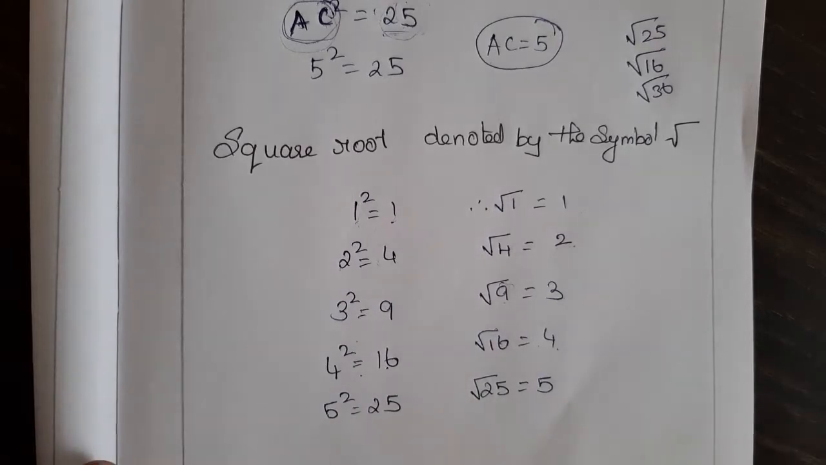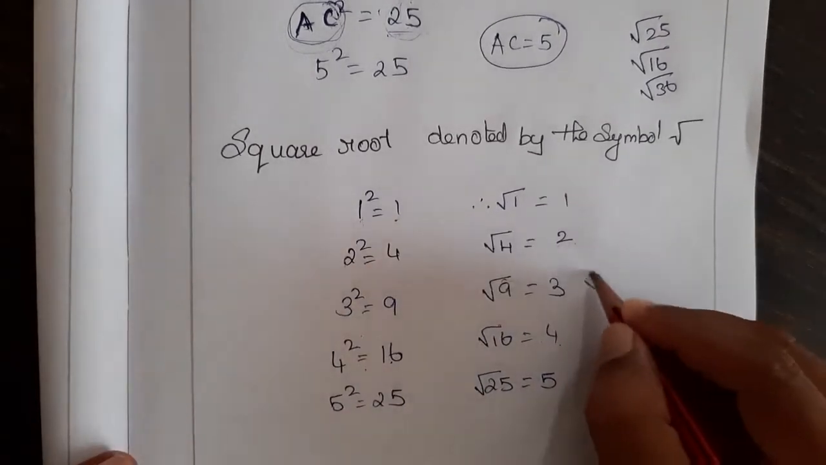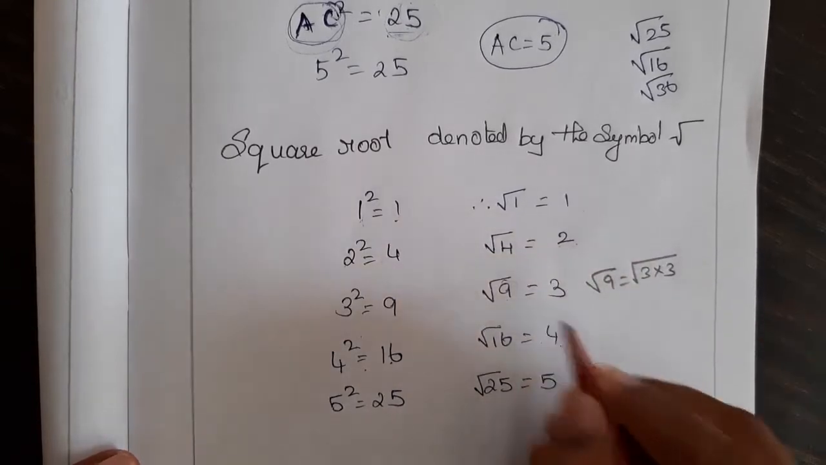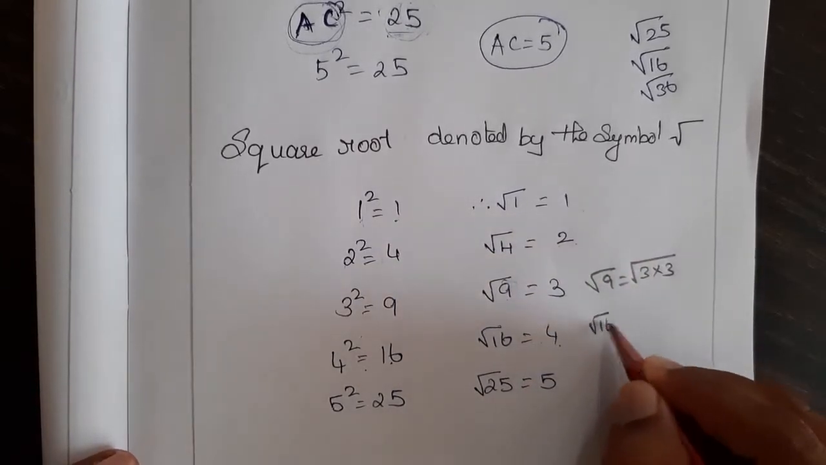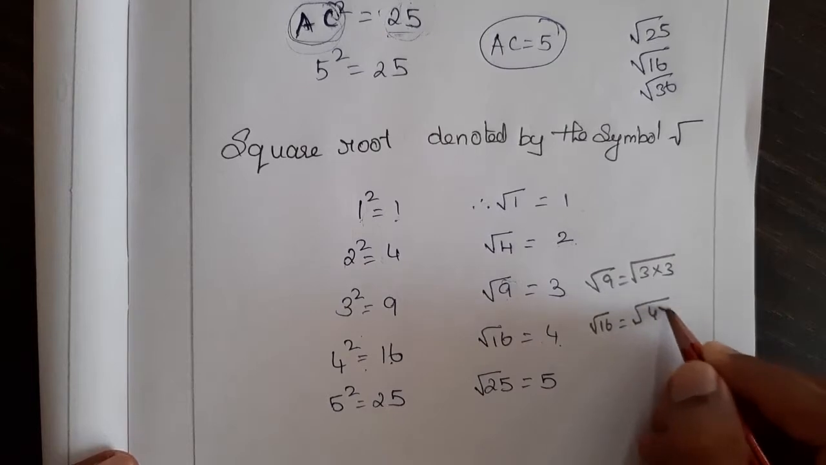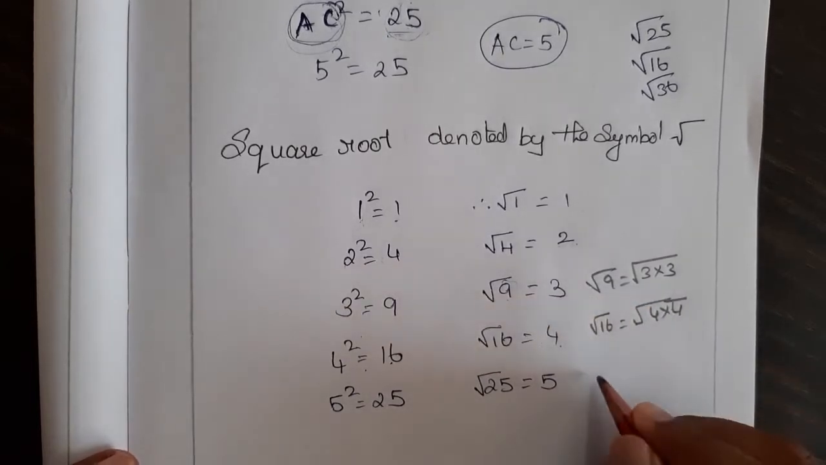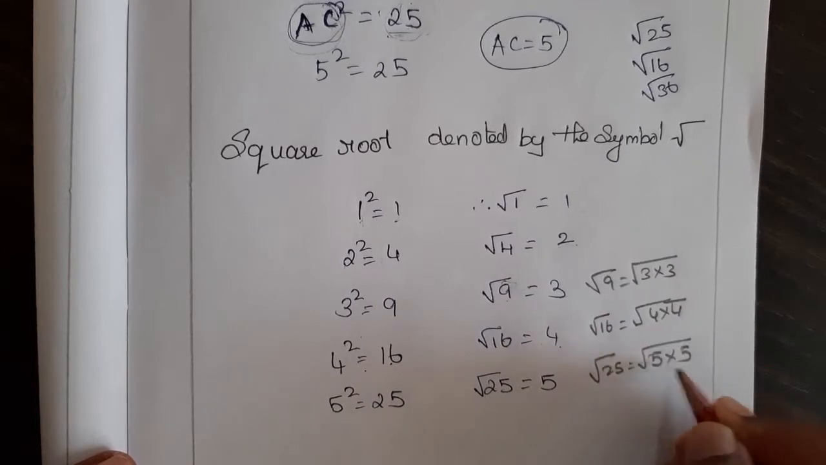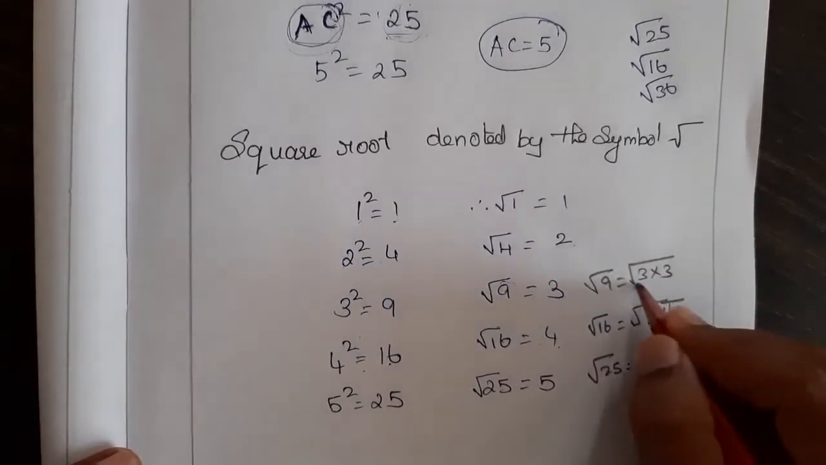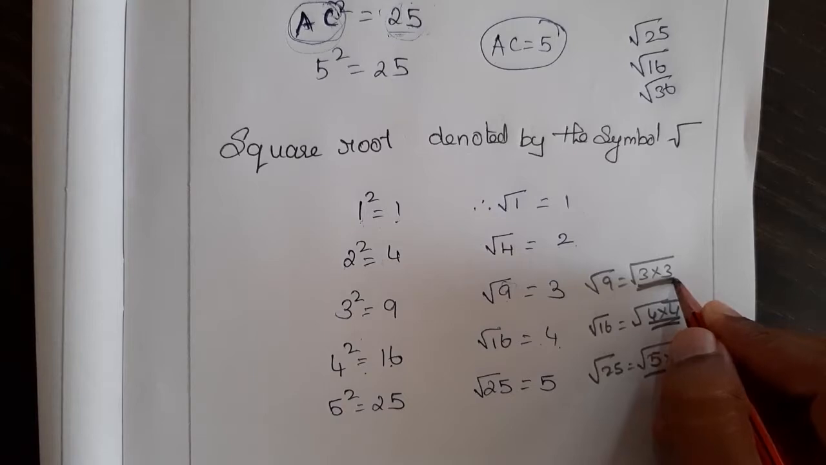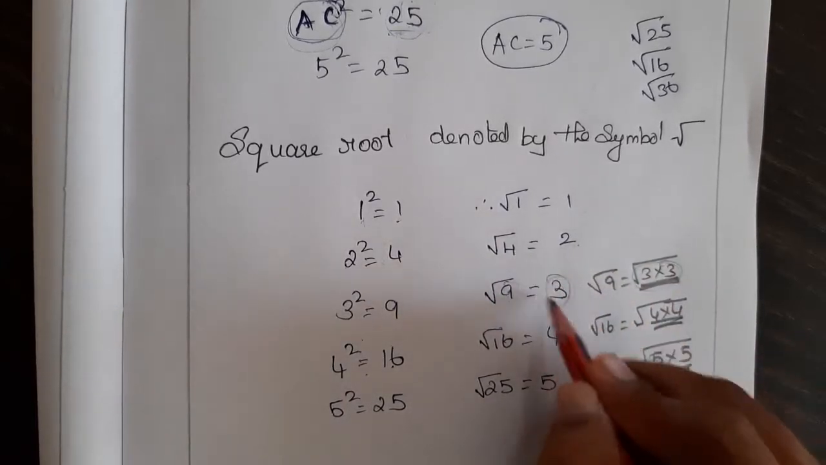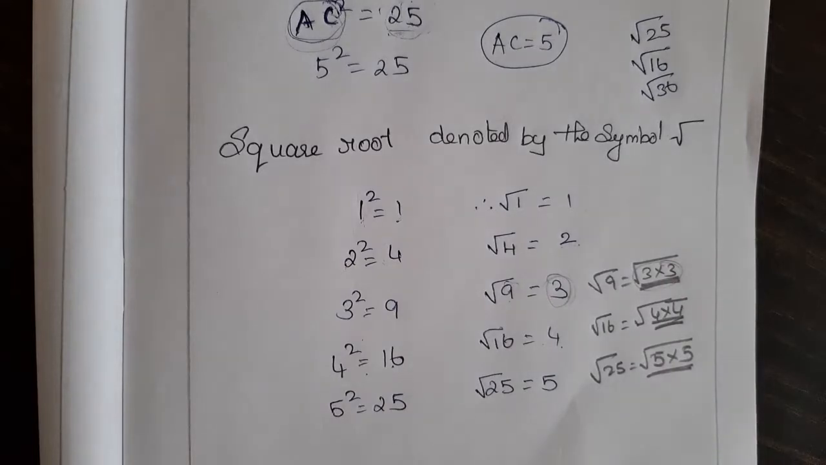If you see, the square root of 9 we can represent as a pair of the same number, 3 into 3, right? And the square root of 16 we can represent as 4 into 4. The square root of 25 we can represent as the square root of 5 into 5. So it's the same number multiplying inside the square root symbol. If it is a pair, we can write it as one. Then that is the answer.